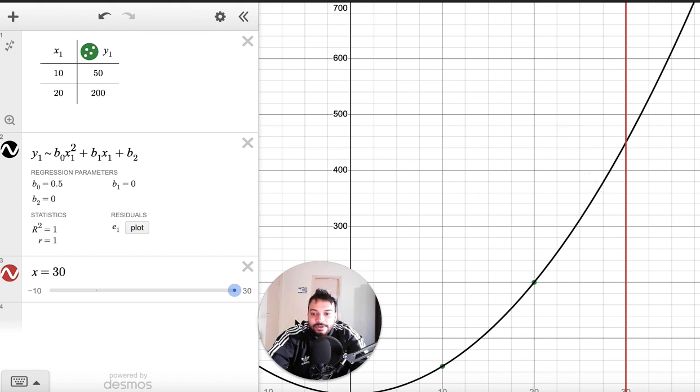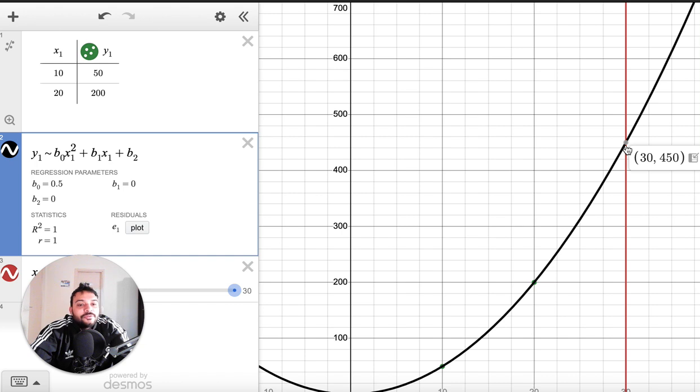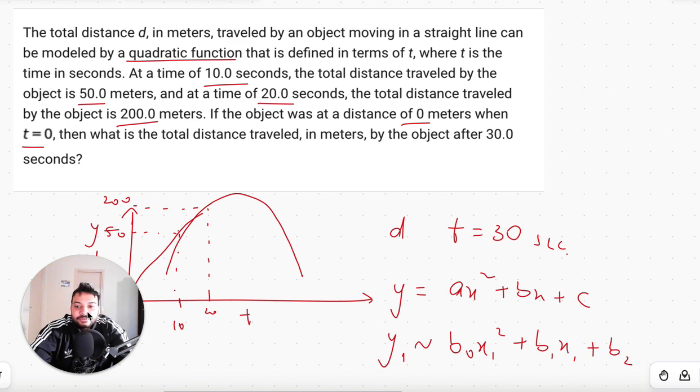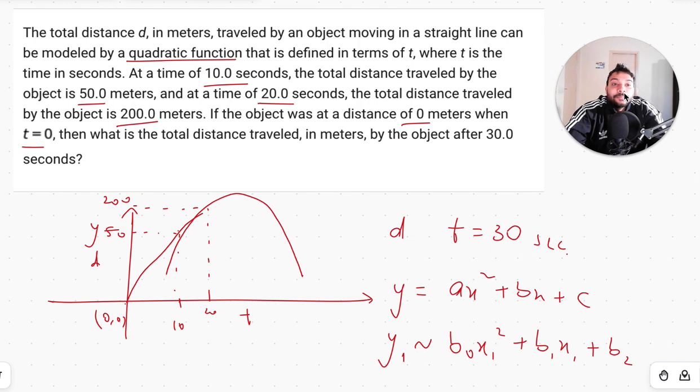So both the points are now present here. X equal to 30 is given. Click on any one of the graphs, you'll get the intersection point. 30, 450. 450 meters is the answer. That's the distance covered after 30 seconds, going by the information that was already given. So that's your answer. No solving at all. Again, everything solved using DESMOS.